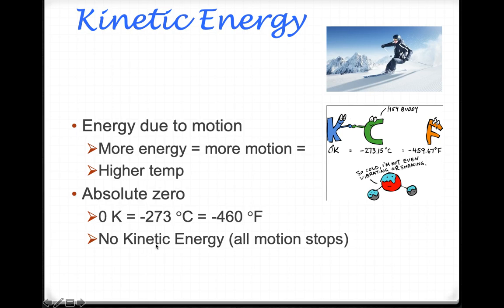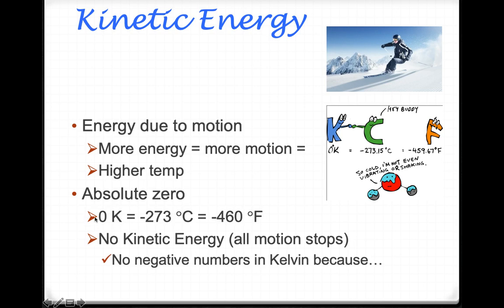But if there's no kinetic energy, that means there's no motion, right? So all motion stops. It's so cold that I'm not even vibrating or shaking. That's what this cartoon is showing. So absolute zero is 0 Kelvin. And so we use Kelvin a lot in science, especially when we're talking about gas particles, because you won't have any negative numbers. And why can't you have any negative numbers?